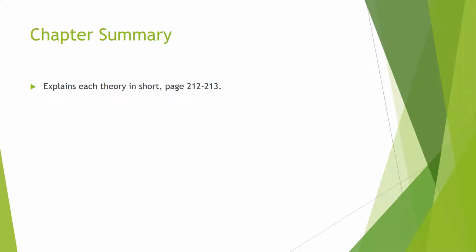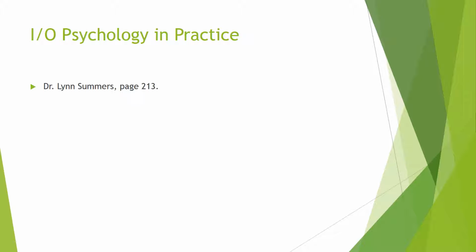Lastly, we have the chapter summary. That starts on page 212, goes into page 213. It describes each theory in full. If you want to know about industrial organizational psychology in practice, on pages 213 to 214, it talks about Dr. Lynn Summers in more detail.